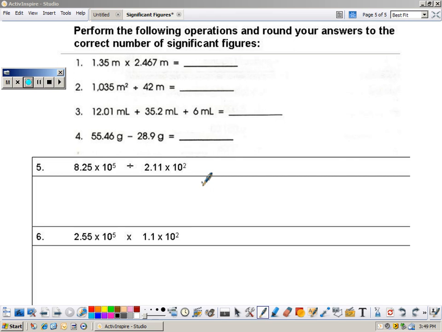Okay, so we're going to practice our rules for rounding significant figures when we do calculations. All right, first thing you want to do with any calculation is you want to just perform the operation, whatever it is: addition, subtraction, multiplication, division. So problem number 1.